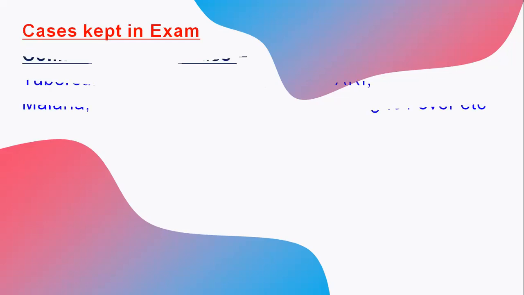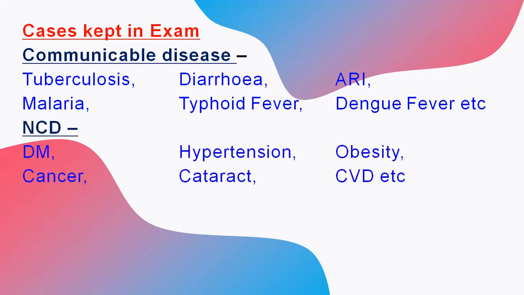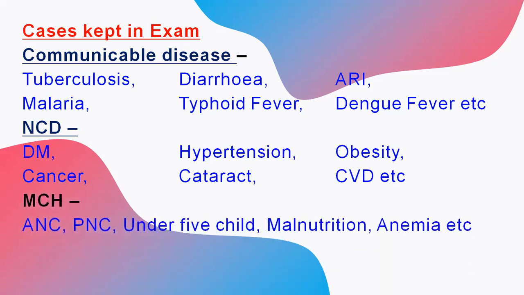Now, I have given some list of important cases which are commonly kept in the examination of community medicine. Mostly communicable diseases are kept in the form of tuberculosis, diarrhea, acute respiratory tract infection, malaria, typhoid fever, dengue fever, or PUO, that is pyrexia of unknown origin. Then there are some cases from non-communicable diseases like hypertension, diabetes mellitus, obesity, cancer, cataract, or any cardiovascular disease like coronary heart disease or myocardial infarction. In MCH, they keep antenatal case, postnatal case, under 5 child, malnutrition, anemia. So these are all the different types of cases which are kept in the exam.